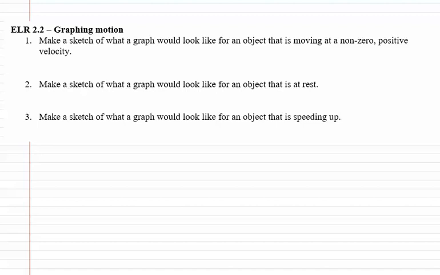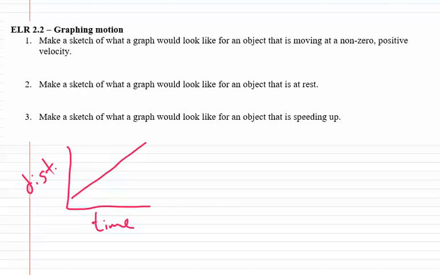So first thing we've got to do is set up our axes. Even though it's a sketch, we're always going to have time on the x-axis and distance or displacement over on the y-axis. And so if you've got an object that, as time goes on, is going at a constant speed, of course their distance is going to continually get greater and greater and greater. So that would be what an object would look like for positive velocity.